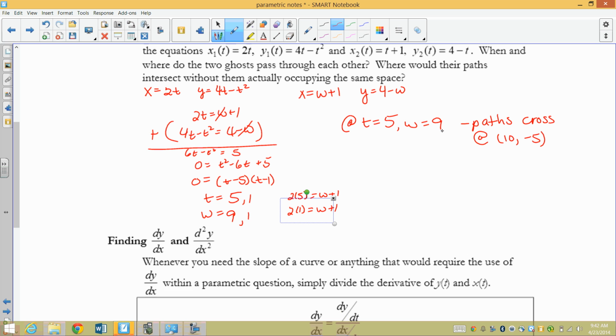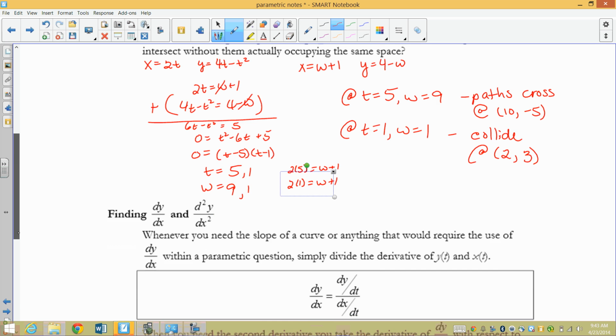If I plug 9 into here because I made these w's, I should get the same thing, and I do, 10 and negative 5. At t equals 1, w also equals 1, which means they collide and pass through each other because they're ghosts. If t equals 1, x is 2, and y is 3.